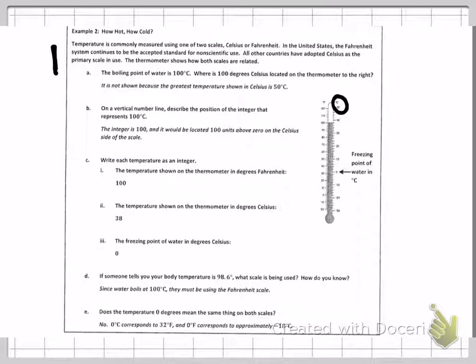Okay. So on B here, on a vertical line, describe the position of the integer that represents 100 Celsius. The integer is 100 and it would be located 100 units above zero on the Celsius side of the scale, right? But here we only show the 50. So here's 0, the freezing point of water in Celsius, and we need 100 for the boiling point. Right here it only shows the Celsius side to 50. So if we're going to show hotter temperatures, it's going to be above.